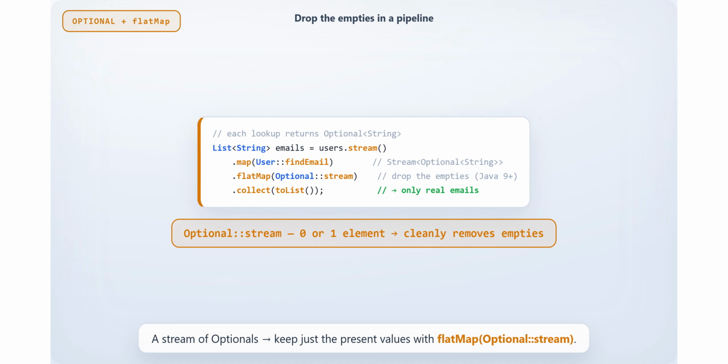A really common pattern: a stream where each element maps to an Optional. Say, looking up each user's email. map gives you a stream of Optionals. Then flatMap of Optional::stream turns each into 0 or 1 element, dropping the empties. And you collect the present values into a list.